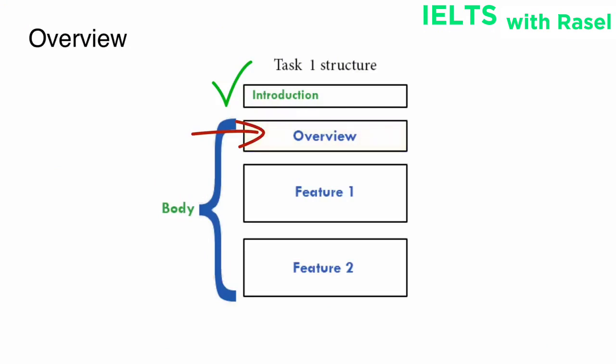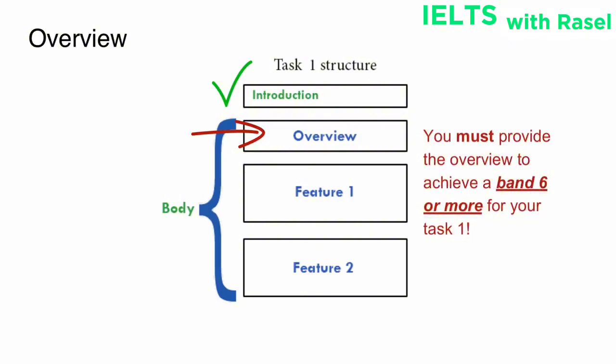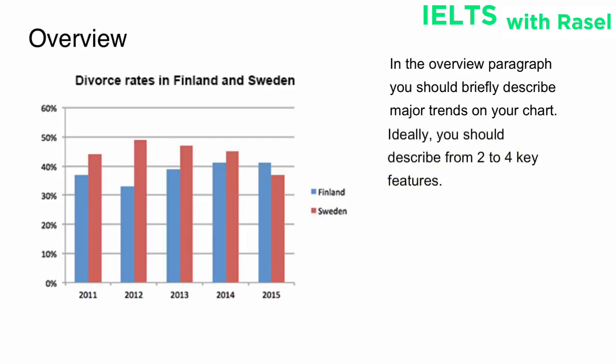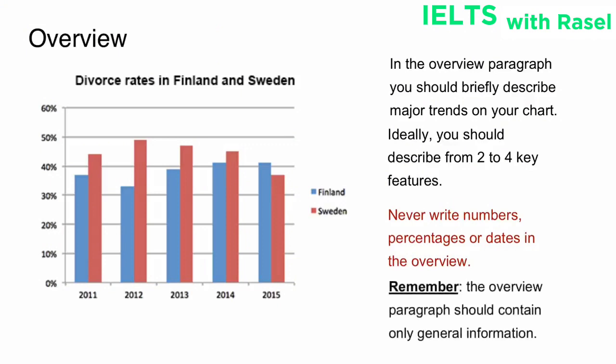It is a very important paragraph, and you must provide the overview to achieve band 6 or more for your task. In the overview paragraph, you should briefly describe major trends on your chart. Ideally, you should describe from 2 to 4 key features. Never write numbers, percentages, or dates in the overview. Remember, the overview paragraph should contain all the general information.